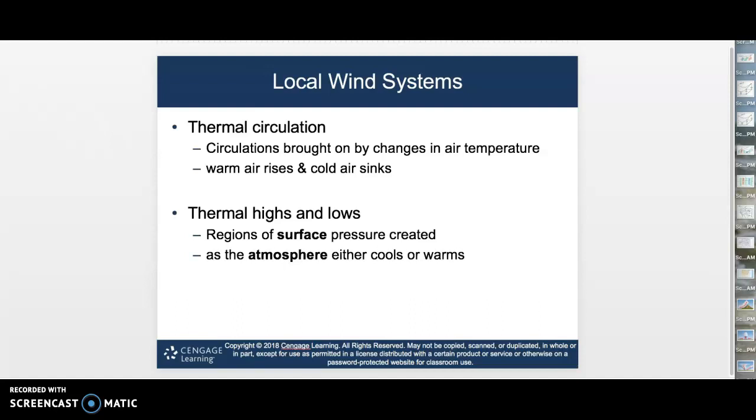When we talk about atmospheric circulations in this video, we're going to be talking about local wind systems, like that photograph showed, very localized cloud over a country road. When we talk about local wind systems, we're talking about thermal circulations. These are circulations brought about by changes in air temperature. That's why we studied temperature so much. And you will be able to look at thermal highs and lows on the surface and in the atmosphere.